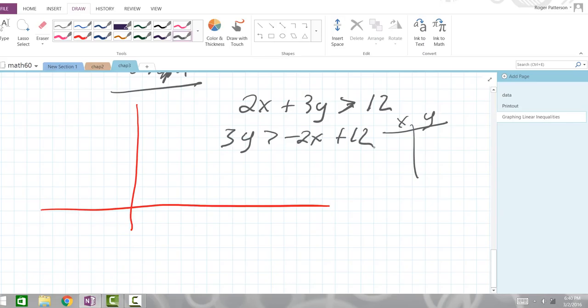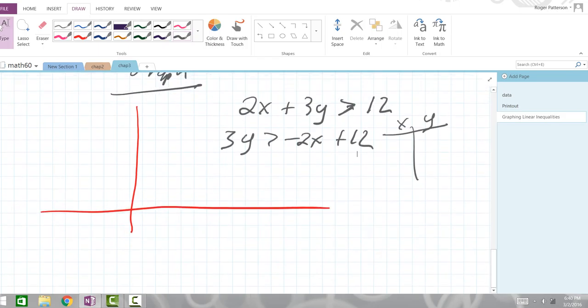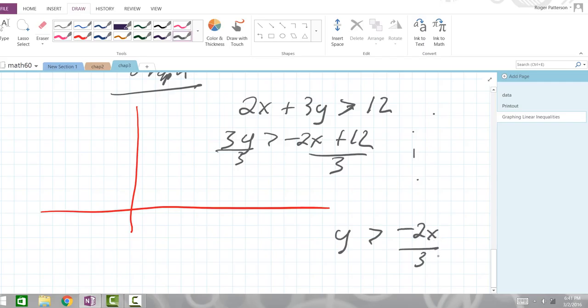Okay, that's kind of what I like to do. Now, what do I have to do to finish it? Because it's not in that form yet. What do we got to do? Yeah, we got to divide by 3, right? Divide by 3, divide by 3. So here we go. Y is greater than negative 2x over 3 plus 4. You with me on that?